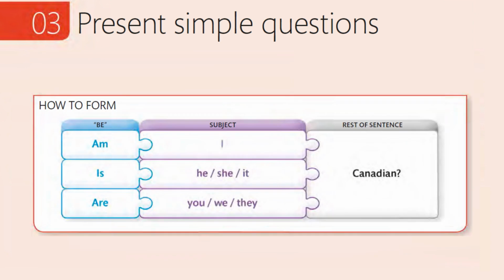How to form. Am I Canadian? Is he, she, it Canadian? Are you, we, they Canadian?